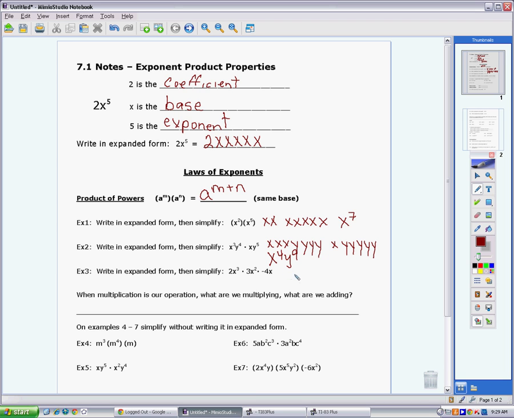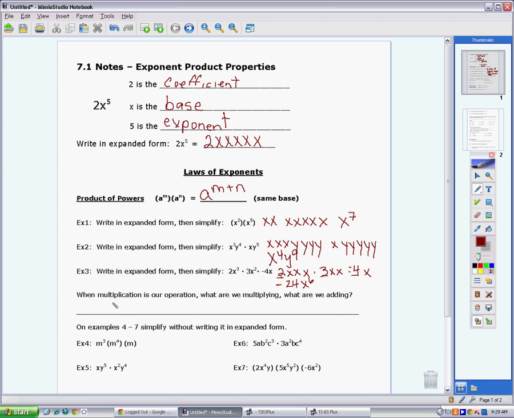Number 3, I get 2 and I get 3 x's, 1, 2, 3, times 3 and 2 x's times 4 and an x times negative 4. So with the coefficients, you are going to go ahead and multiply those together. So 2 times 3 is 6. 6 times negative 4 is negative 24. And then we're going to add our exponents. I've got 1, 2, 3 here, 2 here, so that gives me 5, plus another 1 gives me 6. So I get x to the 6th power. So again, adding the exponents, 3 plus 2 plus 1 equals 6.